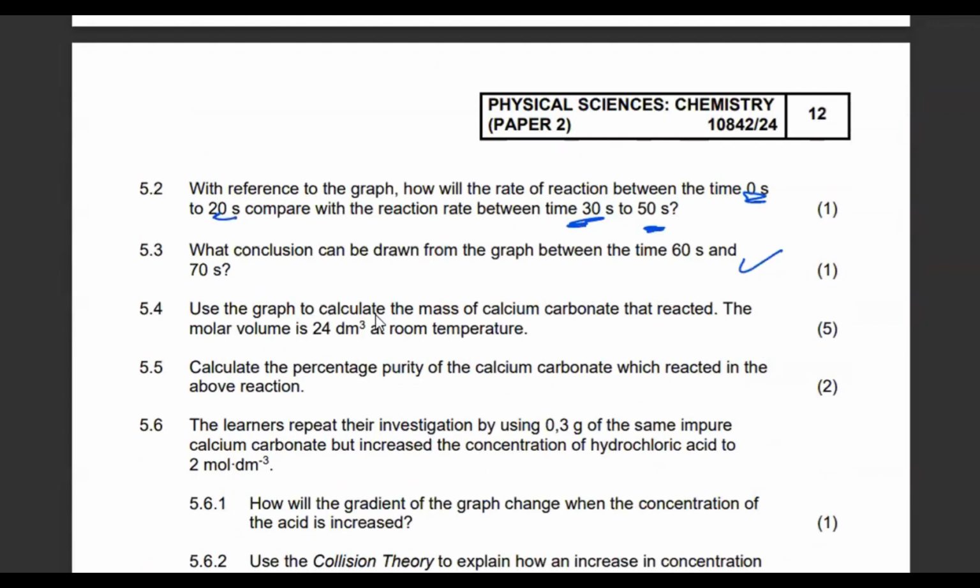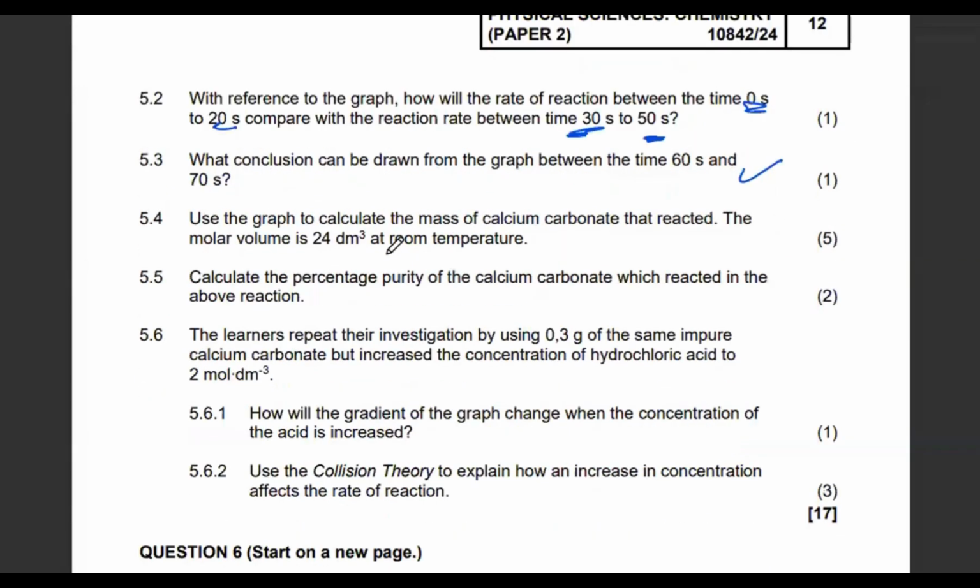Then they're saying use the graph to calculate the mass of the carbonate reacted. So we want to know how much was used in this regard. You're looking for the mass, which means we need to know the number of moles. So we need to know what is given and what is not given. Let's find out.